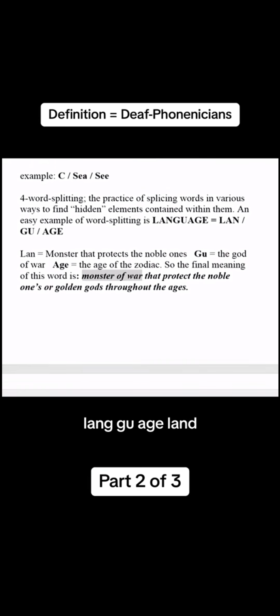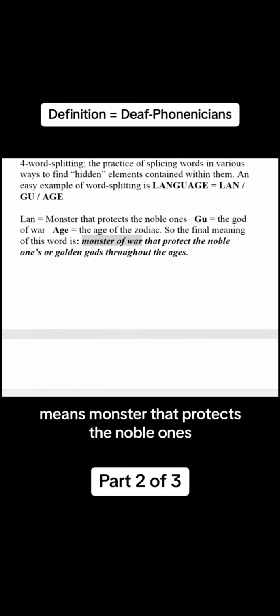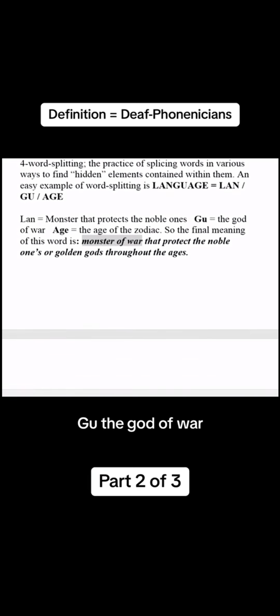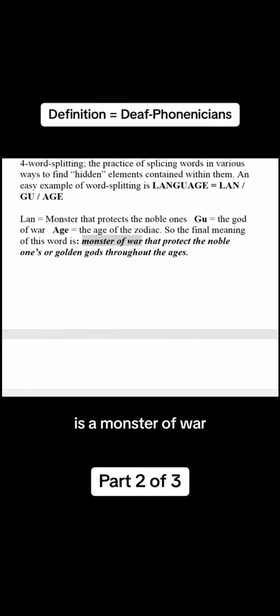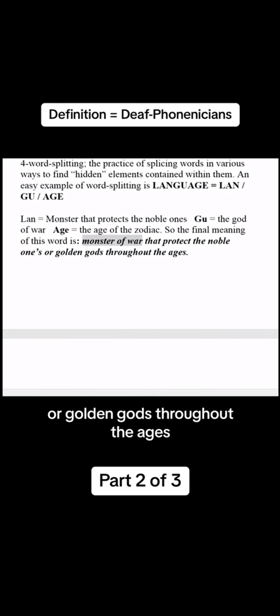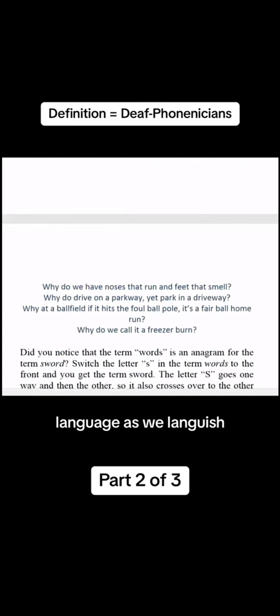Lang, gu, age. Lan means monster that protects the noble ones. Gu, the god of war, and age, the age of the zodiac. So the final meaning of the word language is a monster of war that protects the noble ones or golden gods throughout the ages. Language, as we languish.